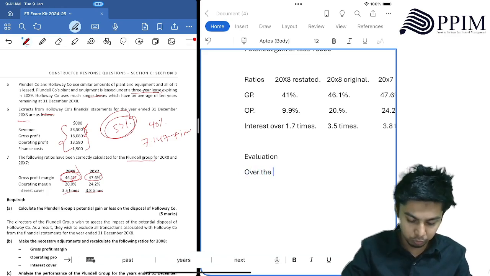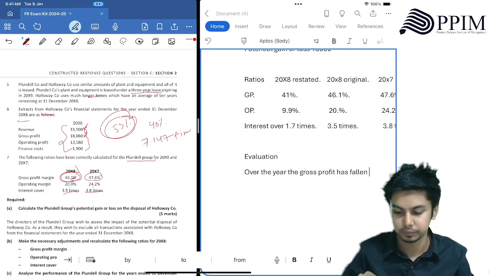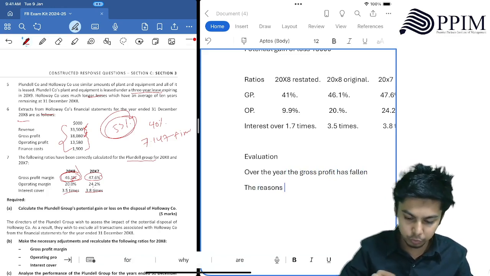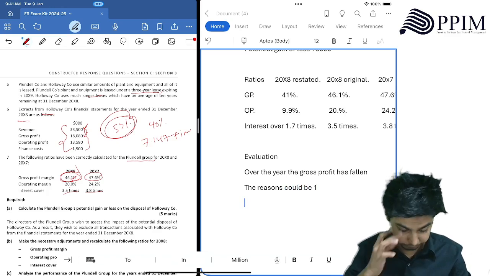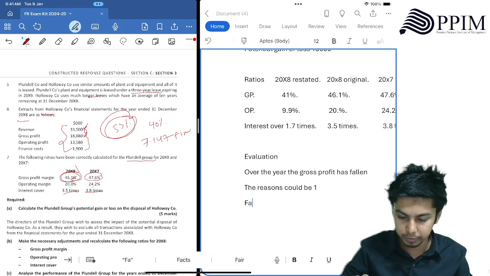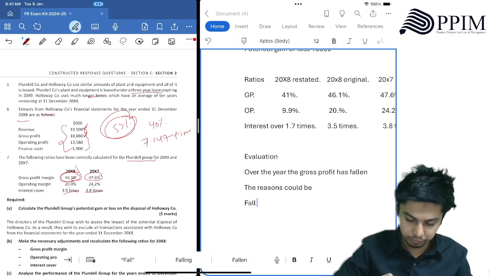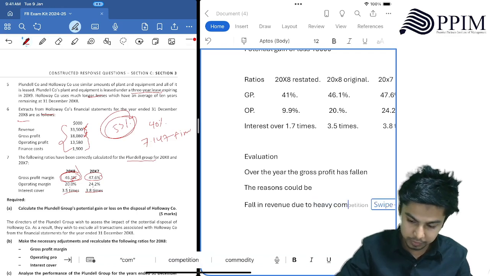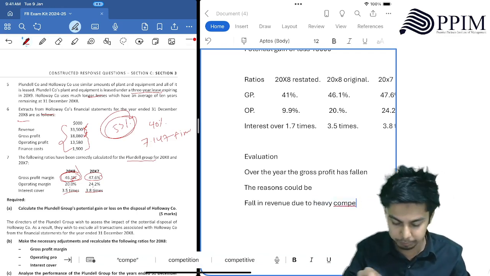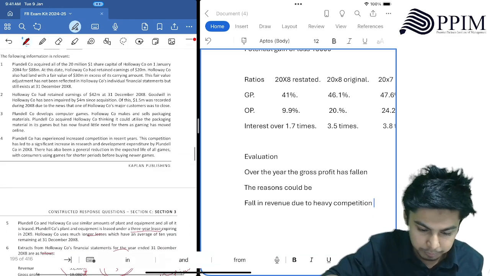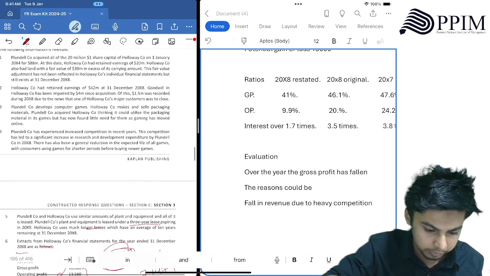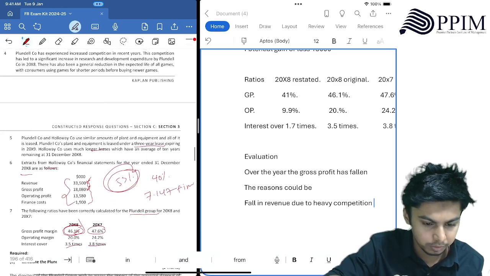First of all, guys, we can tell like this: over the year, the gross profit has fallen. The reasons could be, number one, fall in revenue due to heavy competition.